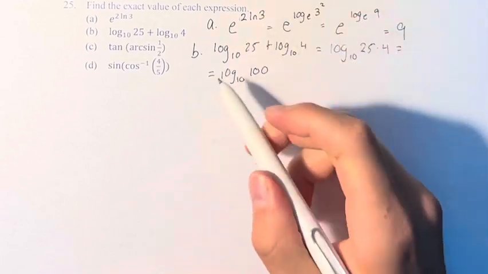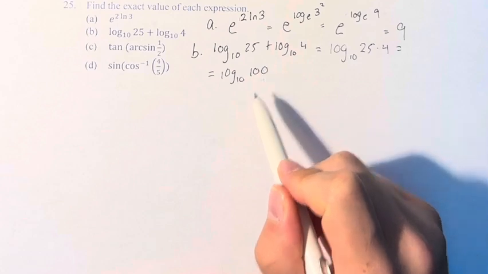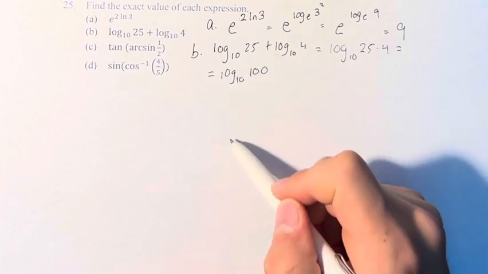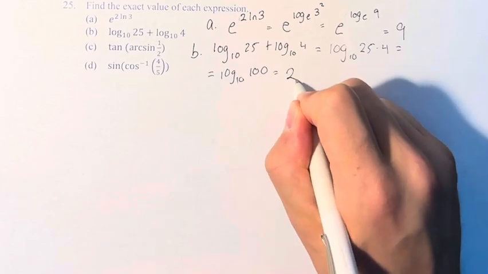What is this asking us? This is saying what power of 10 do we need to raise it to equal 100? 10 squared, 10 to the second power is 100. Therefore, this is equal to 2.